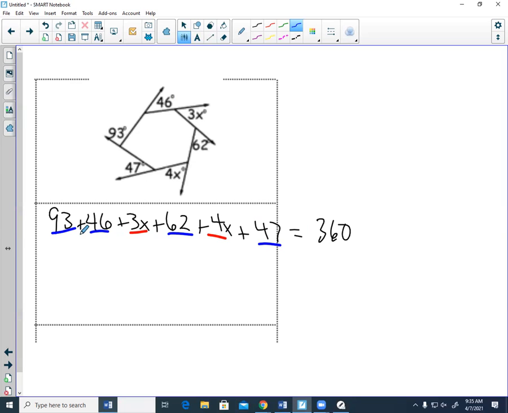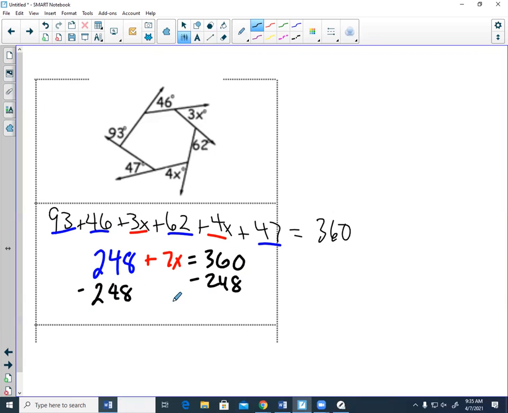Okay? So what do you get when you have 93 plus 46 plus 62 plus 47? 248. 248, I'll take the hard part. 3x plus 4x is 7x. So equals 360. What then? Now you subtract. Go ahead. So 360 minus 248 gives me 7x equals 112. Divided by 7, divided by 7, and that gives me x equals 16.